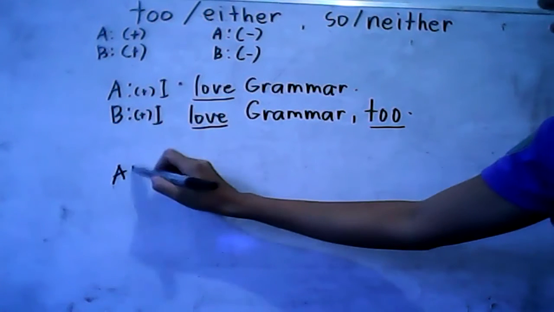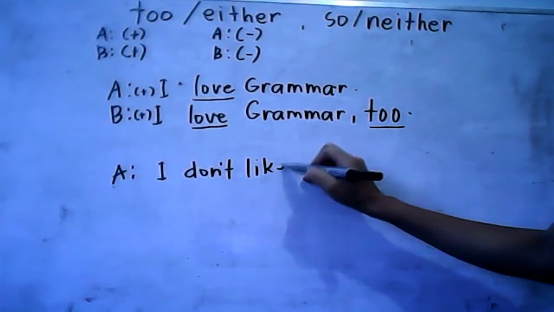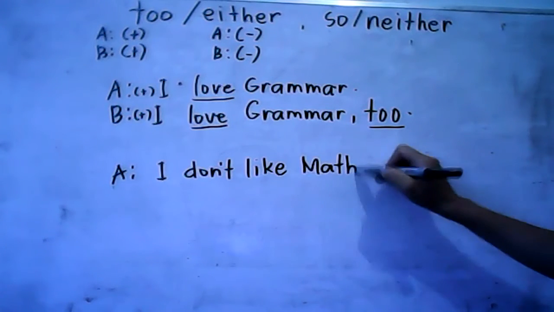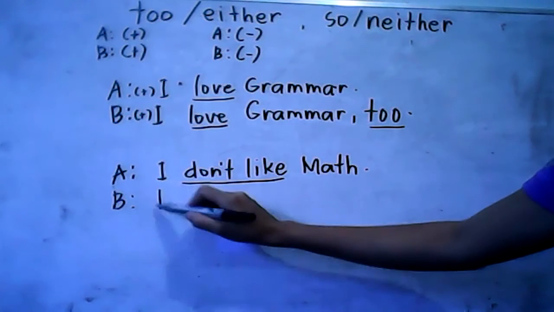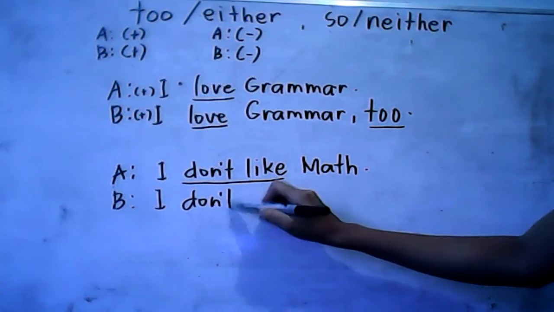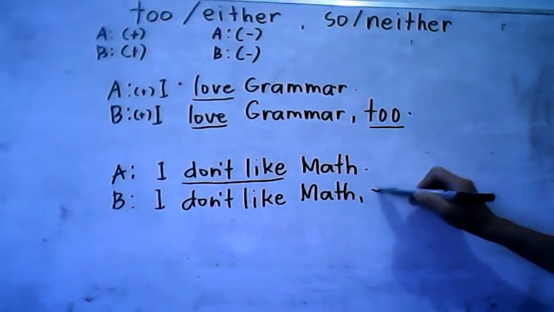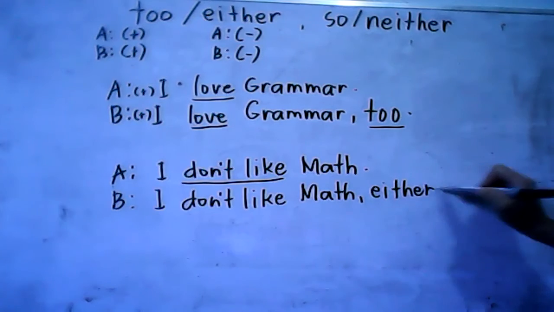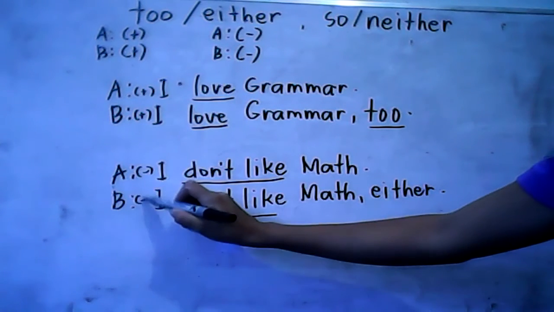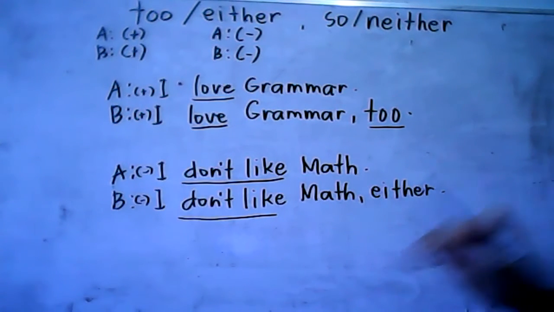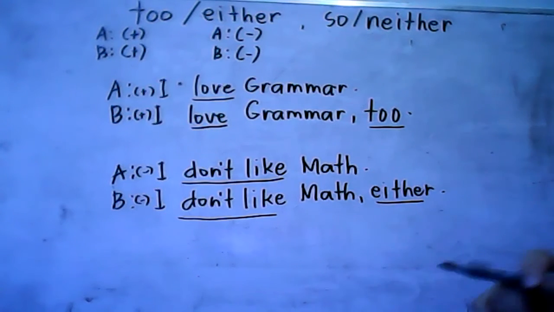Now if A says, I don't like math. If you look at the verb, this is negative. So B also doesn't like math. And then B says, I don't like math either. We use either. Okay? So A doesn't like math. B doesn't like math. So they have the same feeling and both are negative. So we use either.